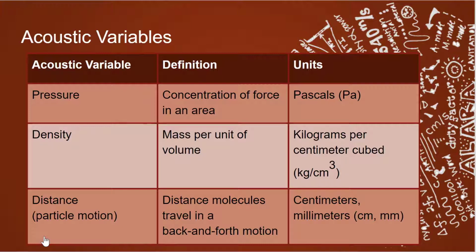The second variable is density, and that's going to be mass per unit of volume. So again, when all those particles move together, we have more mass in one area. The density increases because that little sliver, where all those little dots were, that's a heavier spot. We use units of kilograms per centimeter cubed, or basically any sort of weight per cubed volume.